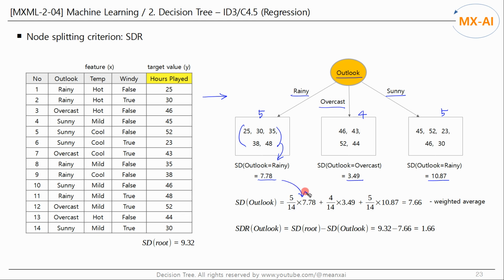If we calculate the weighted average of these standard deviations, we get 7.66. This is the standard deviation after splitting the root node by the Outlook feature. As calculated in the previous slide, the standard deviation before splitting is 9.32. SDR is the difference in standard deviation before and after the split, so it is 1.66.